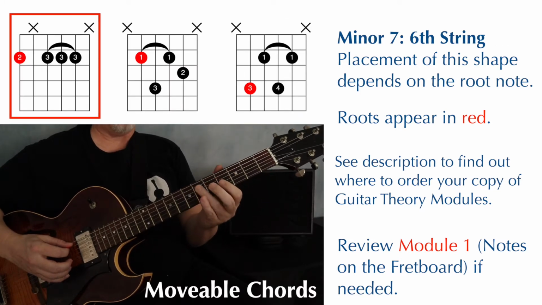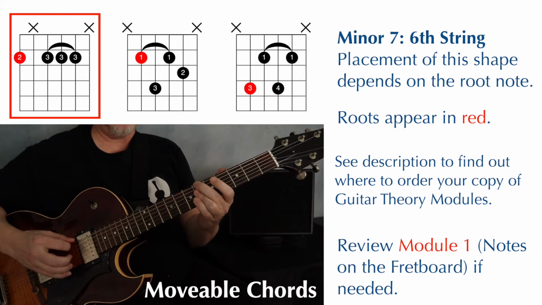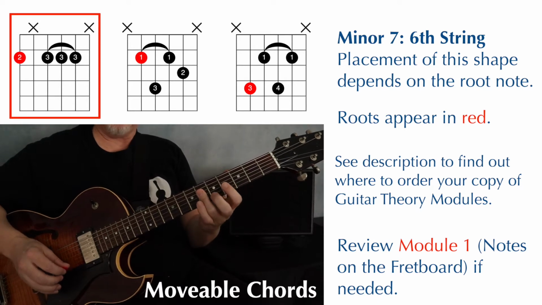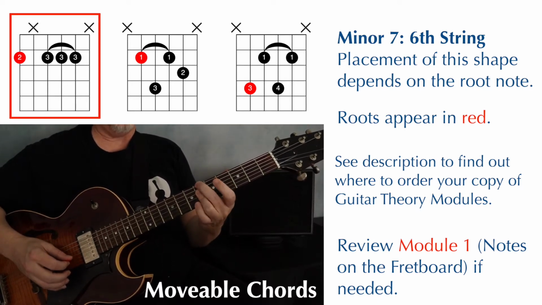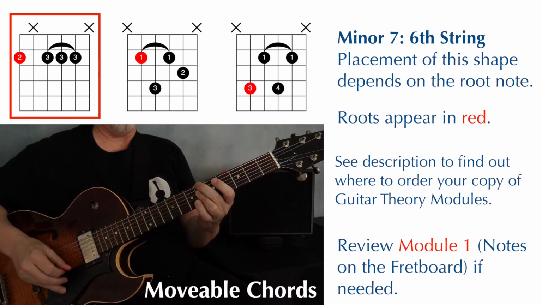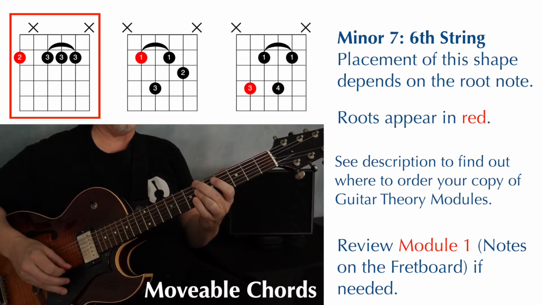Here's a minor 7 shape you can play with the root on the 6th string. Fingers 2 and 3, 3, 3. What I like to do is place my third finger across strings 2, 3, and 4, and put finger 2 over the top of that to give it some support. And that's a B flat minor 7 that I'm playing because I'm placing the root of the shape on that B flat on the 6th string.